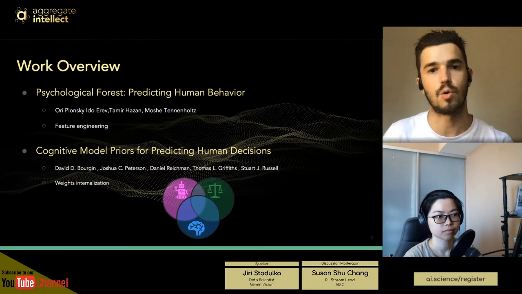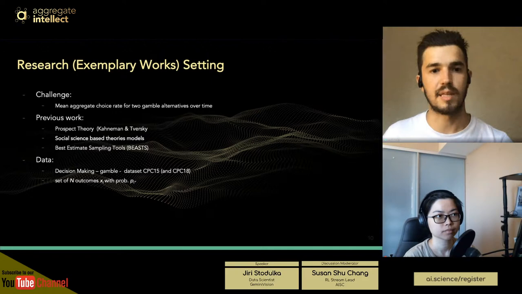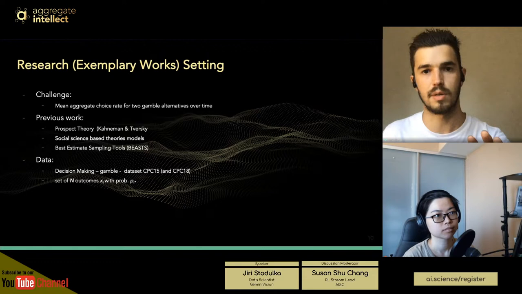So something about the setting of these works. The challenge, the task, was actually to use this data from one of the competitions and calculate the mean aggregate choice rate for two gambles' alternatives over time. So imagine a scenario when a human faces two options, option A for a gamble and option B for another gamble.